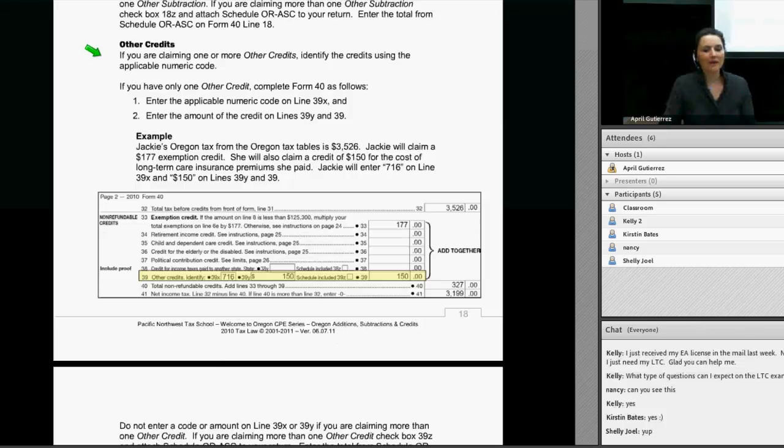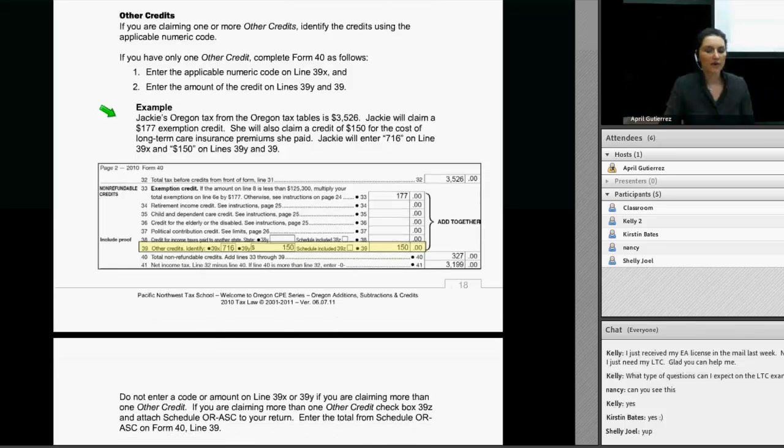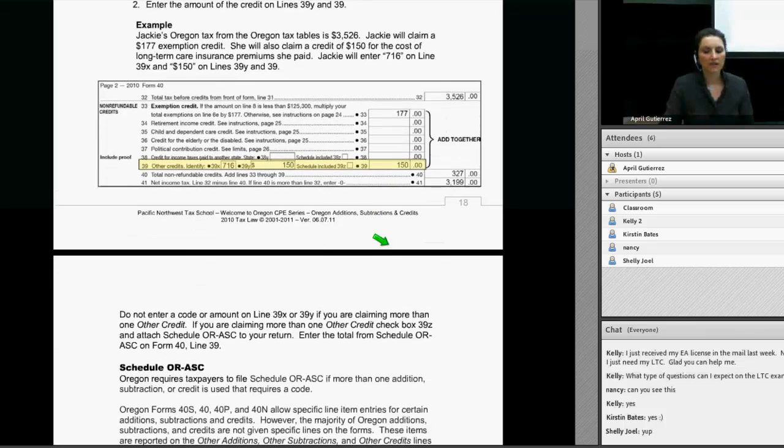Other credits. If you are claiming one or more other credits, identify the credits using the applicable numeric code. If you have only one other credit, complete Form 40 as follows. This time you enter the appropriate numeric code on line 39X and the amount of the credit on lines 39Y and 39. Here is an example. Jackie's Oregon tax from the Oregon tax tables is $3,526. Jackie will claim a $177 exemption credit. She will also claim a credit of $150 for the cost of long-term care insurance premiums that she paid. She will enter code 716 on line 39X. She will enter 150 on lines 39Y and 39.